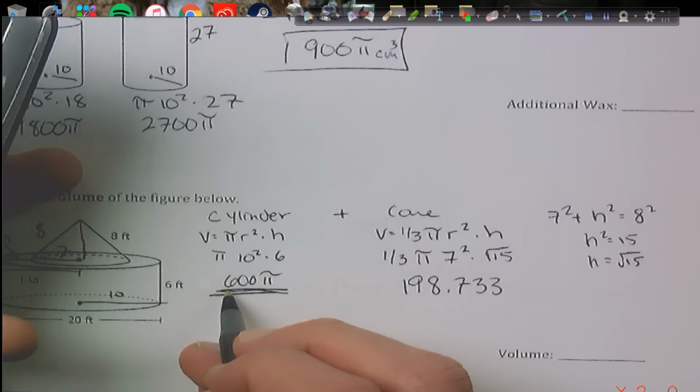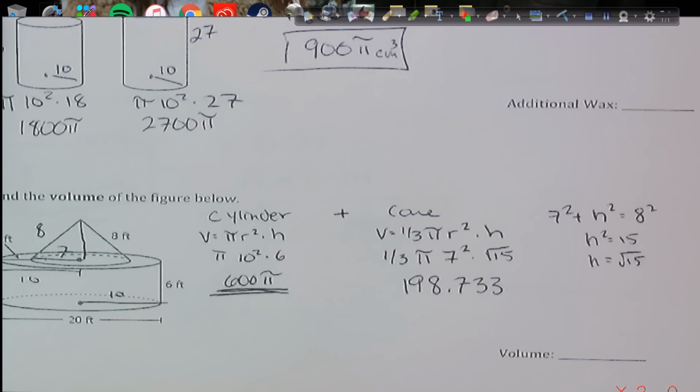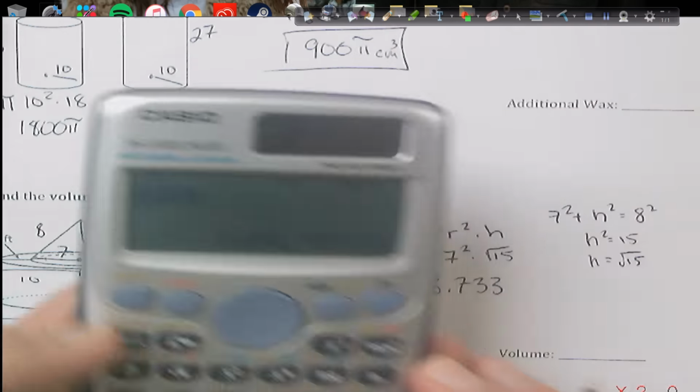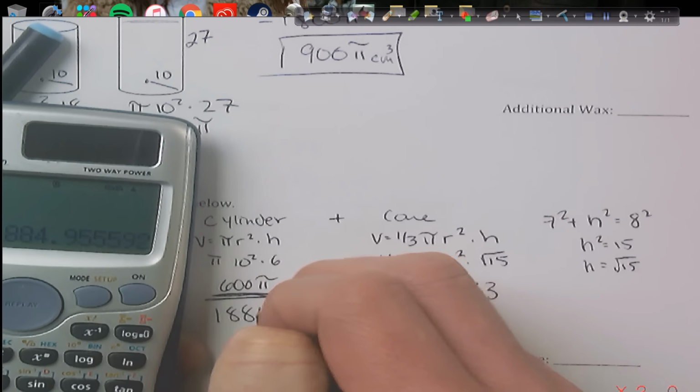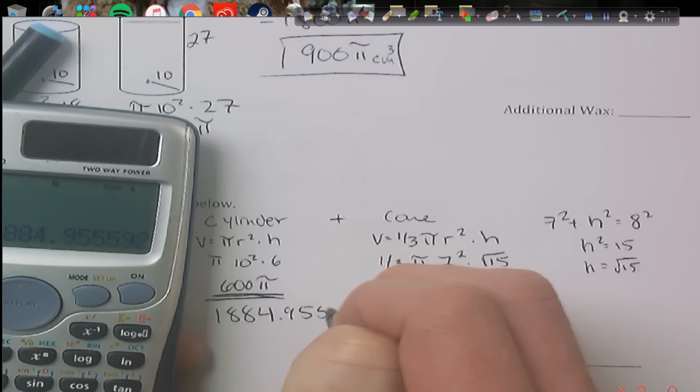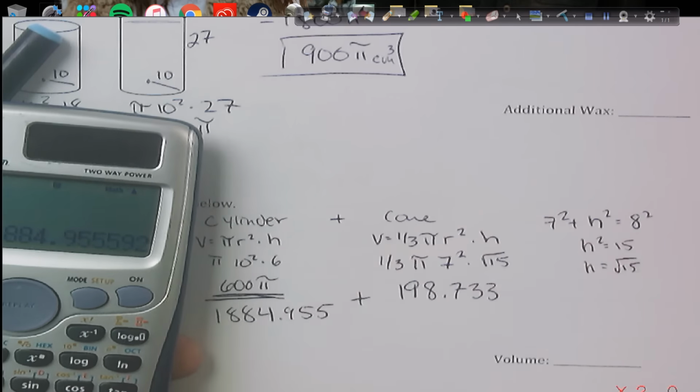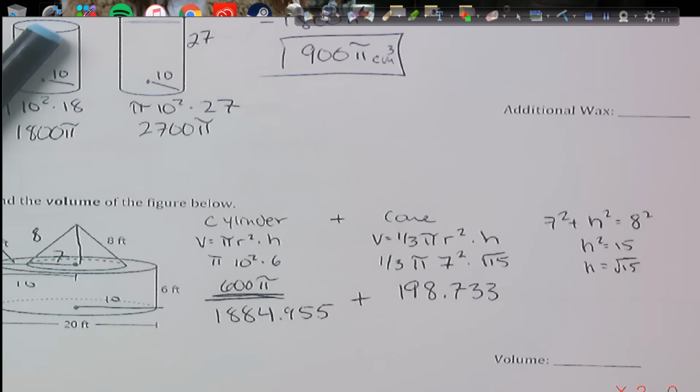And then over here, we're going to evaluate this guy. And 600 pi is going to be a bit bigger number. And then we're just going to add those two together.